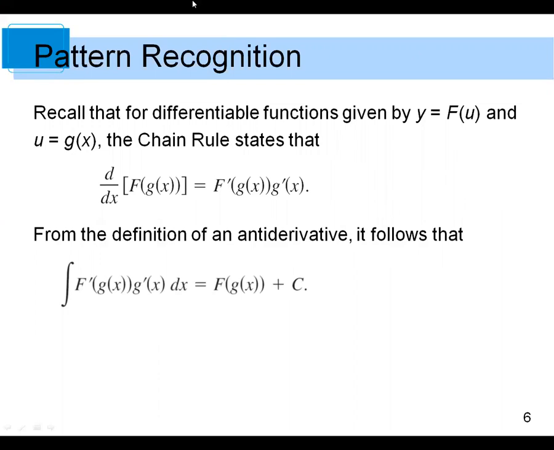So recall that for differentiable functions given by y equals f of u and u equals g of x, the chain rule states that the derivative of a composite function f of g of x is the derivative of the outside evaluated at the inside multiplied by the derivative of the inside. Well, from the definition of an antiderivative, it follows that if you integrate f prime of g of x times g prime of x dx, you should get capital F of g of x plus c. It should be pretty much that straightforward.